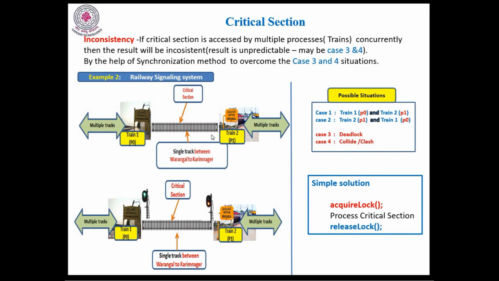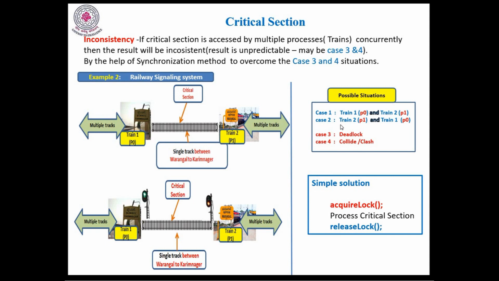Suppose in this station or in that station, no signaling man is available. Then what are the possible situations? Let us discuss. Suppose the positive possible situation: P1 enters into the critical section and exits before train 2 enters. Then this is one positive possible situation, so there will not be any problem.